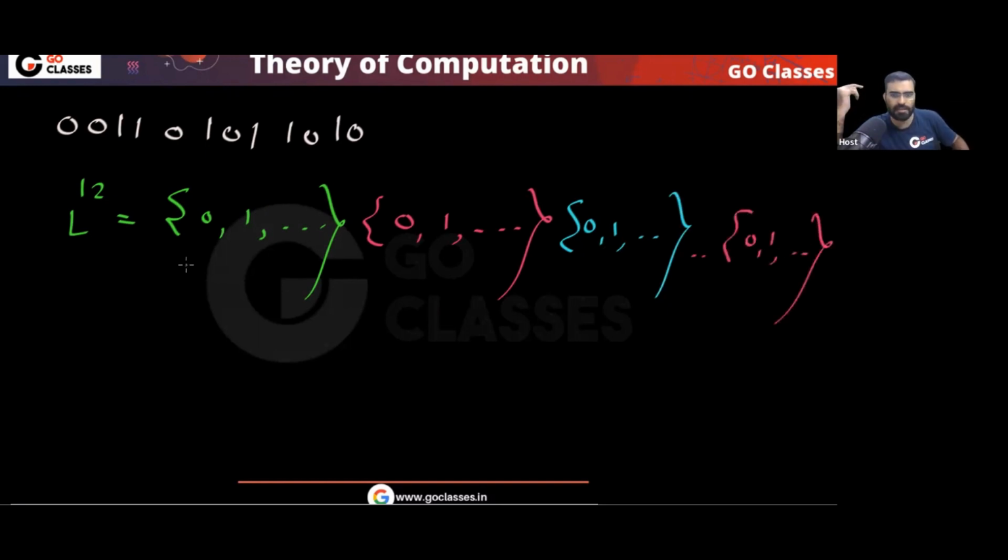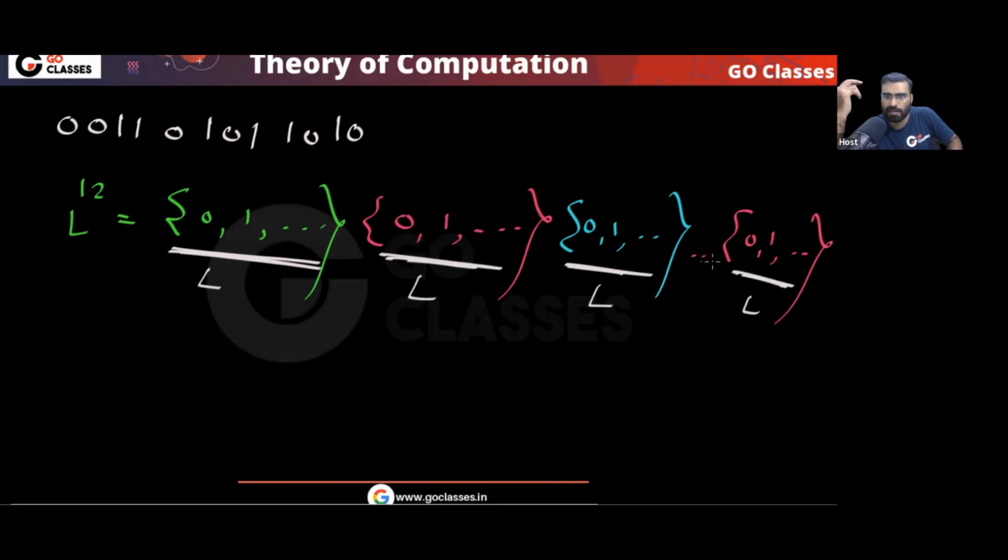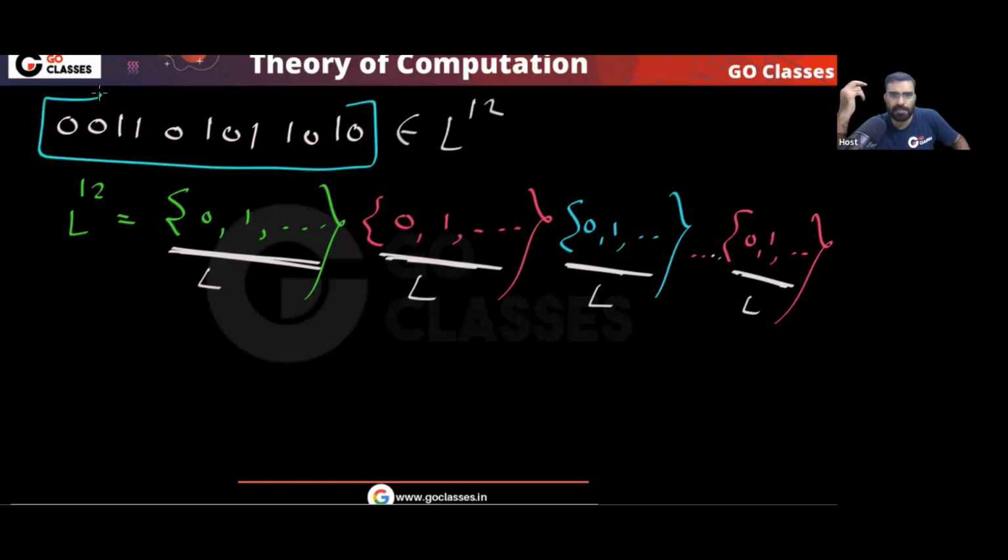So you are taking L how many times? 12 times. See, notice, this is your L, this is your L, this is L, and this is L. So you are taking this L 12 times. Now you tell me what you will do. Now I can say this string belongs to L power 12. How can you prove? From the first L, which string will you take? From here you can take 0. From here you can take 0. From here you can take 1. And so on, and so on. From the last you can take 0. Please notice.